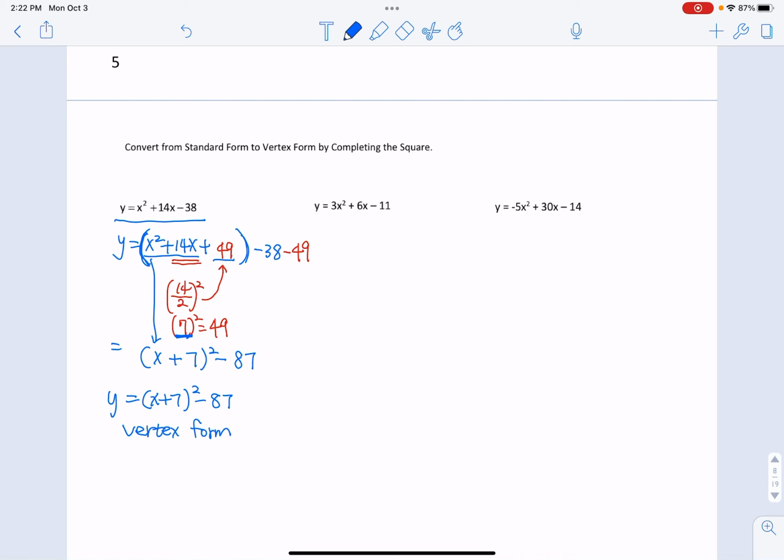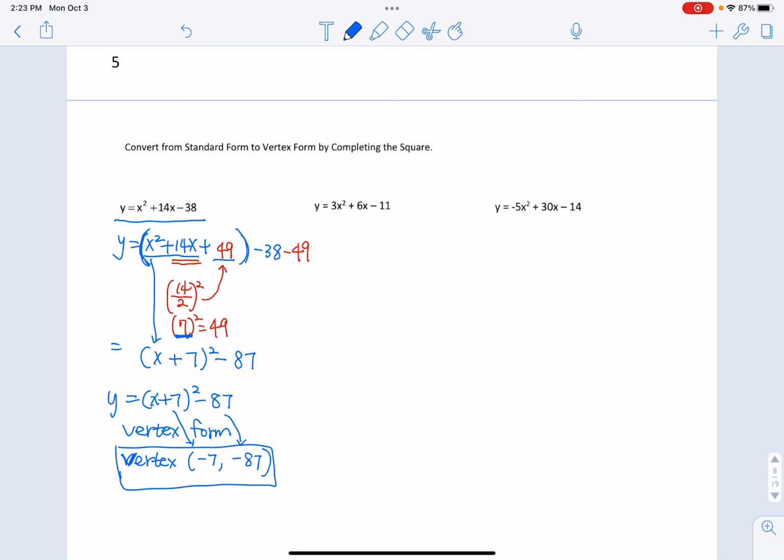From standard form to vertex form, there you can find the vertex as the opposite sign for this one, which is negative 7, and negative 87. That's the vertex.